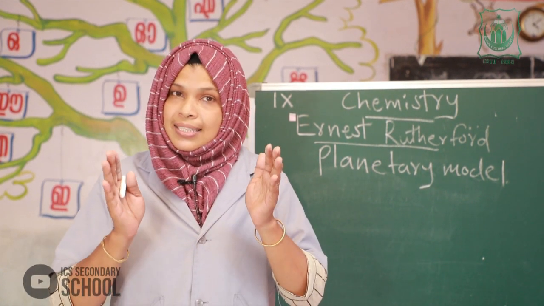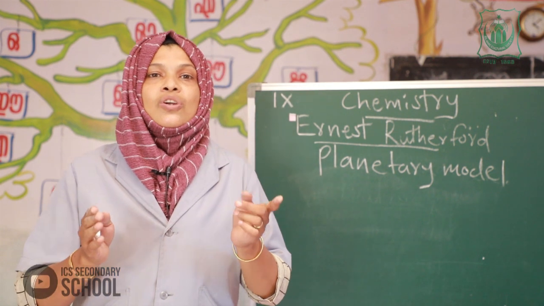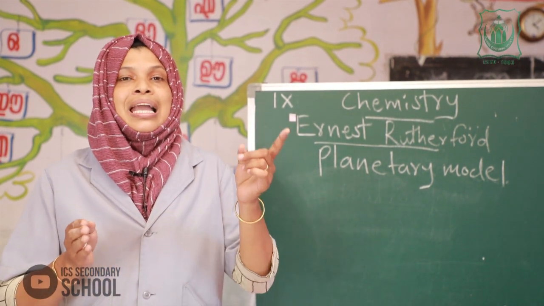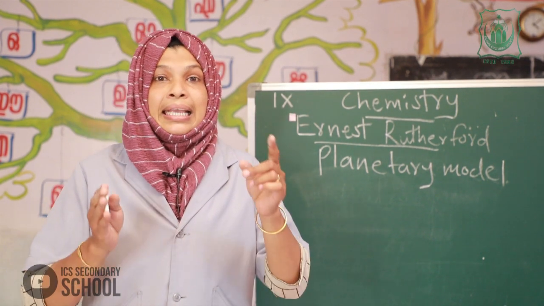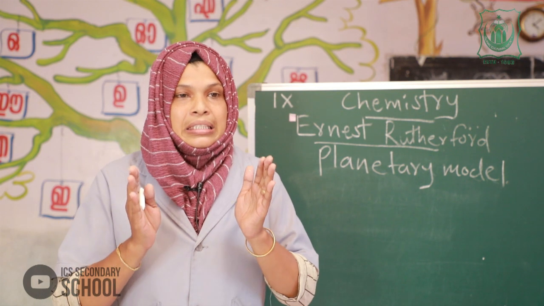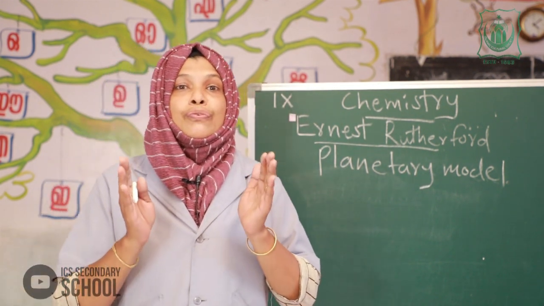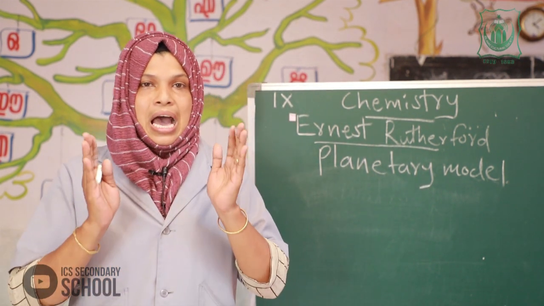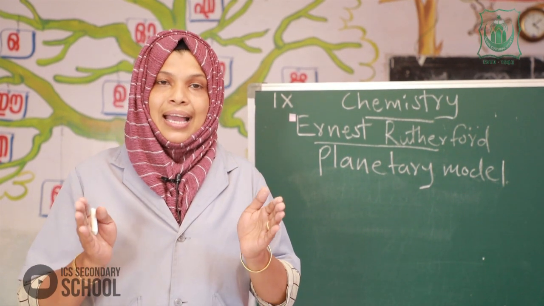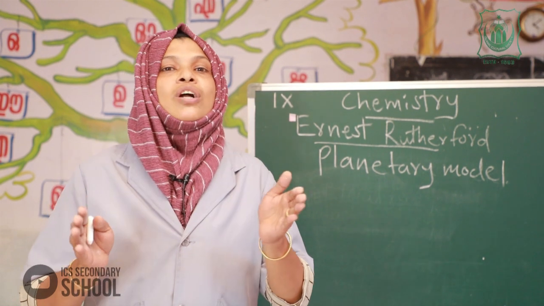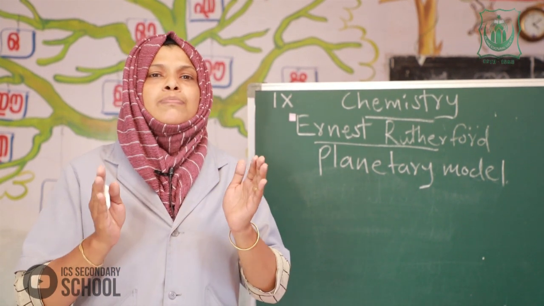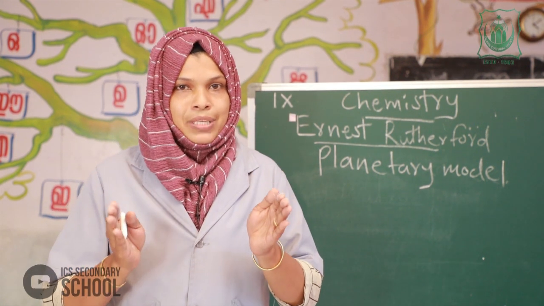The nucleus is the center and electrons revolve around the nucleus in orbits or shells. This is known as the Rutherford planetary model. The atom has a center, that center is the nucleus, and electrons revolve around the nucleus in orbits or shells. This model was generally acceptable.